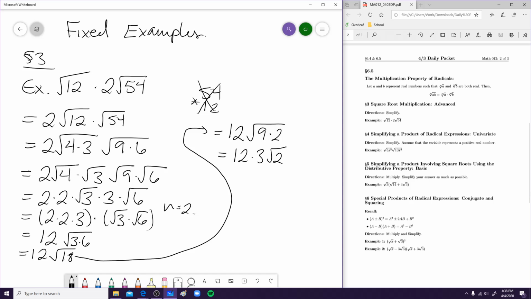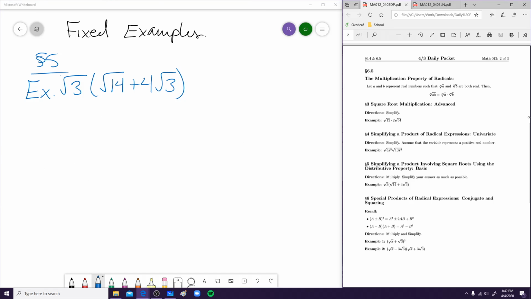So now, lastly, we still have to multiply this. So what's 12 times 3? 12 times 3 is 36. For the square root of 2, there's no perfect square that goes into 2 nicely. So when I say perfect square, I mean I'm looking at the root of 2 and up. So 0 and 1, we don't worry about. Right? So now our final answer is 36 square root of 2.